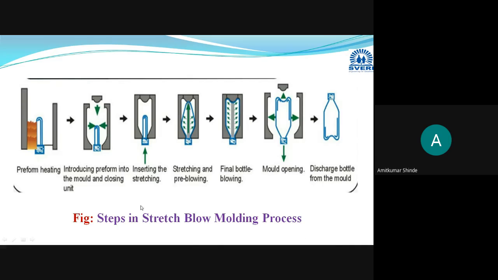Okay, I will repeat it again in a short way. The preform is taken and it is heated. Then that heated preform is placed in the mold cavity. Then the mold cavity is closed. Then the stretching and pre-blowing operation is performed. Stretching is done using a mechanical arrangement in the longitudinal way, and its diameter is also increased by the pre-blowing operation. Pre-blowing means we are allowing compressed air in a small quantity. Its diameter will get increased. That is termed pre-blowing.